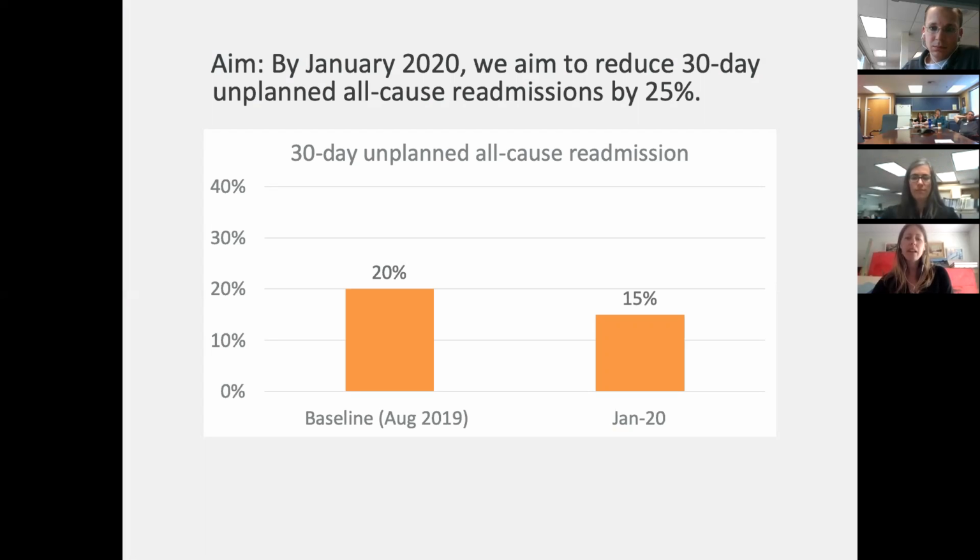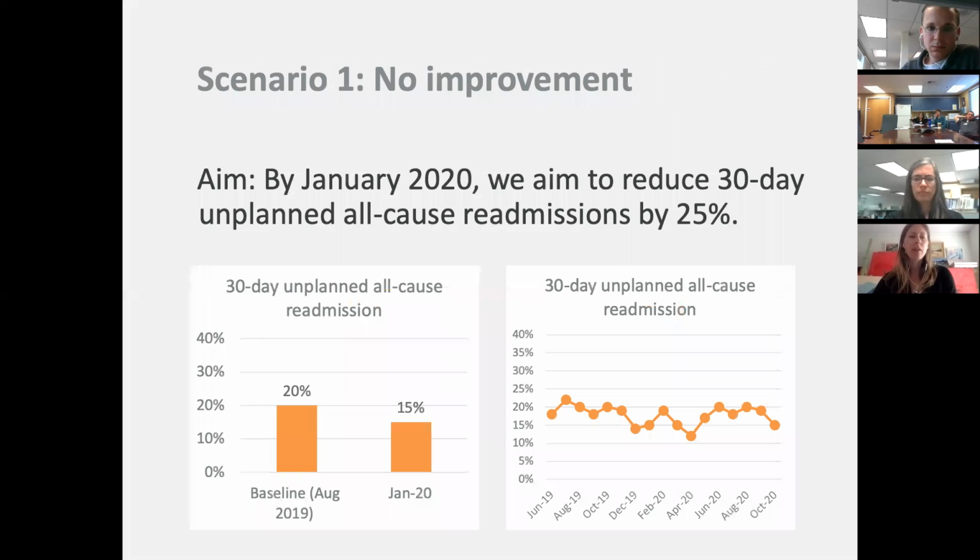So let's take a closer look at this case study. We've got the data point in August, we've got the data point in January. It looks like an improvement if we take a look at the 2 points. But let's take a look at some scenarios that this data could also represent. So here's the first scenario, and this one shows no improvement. Again, it's the exact same data on the left as it is on the right.